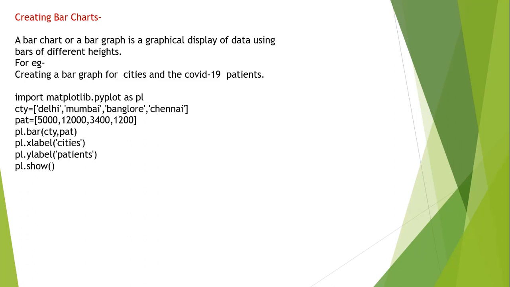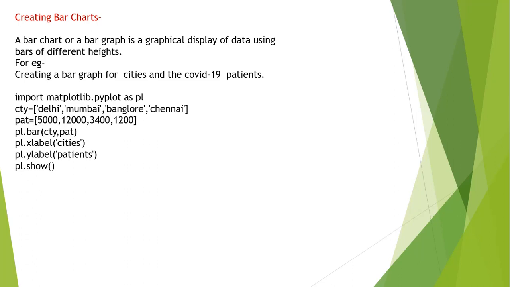Let's see. Import matplotlib.pyplot as pl. Here pl is the alias name. Okay, cty is used for the cities. We have created a list with this cty. The cty is equal to Delhi, Mumbai, Bangalore and Chennai. So these are the elements of the list, and they represent the cities. PAT is used for the patients. So PAT is equal to 5,000, 12,000, 3,400 and 1,200, taken respectively for the cities.